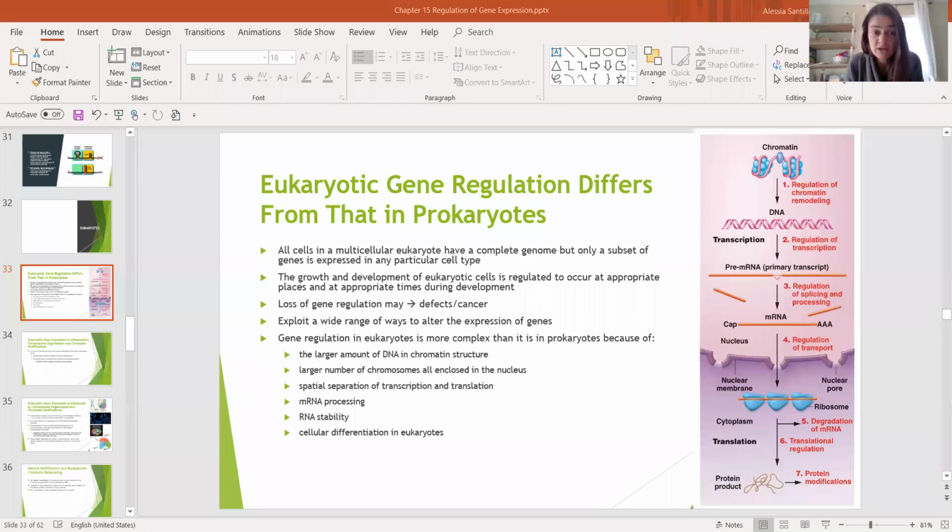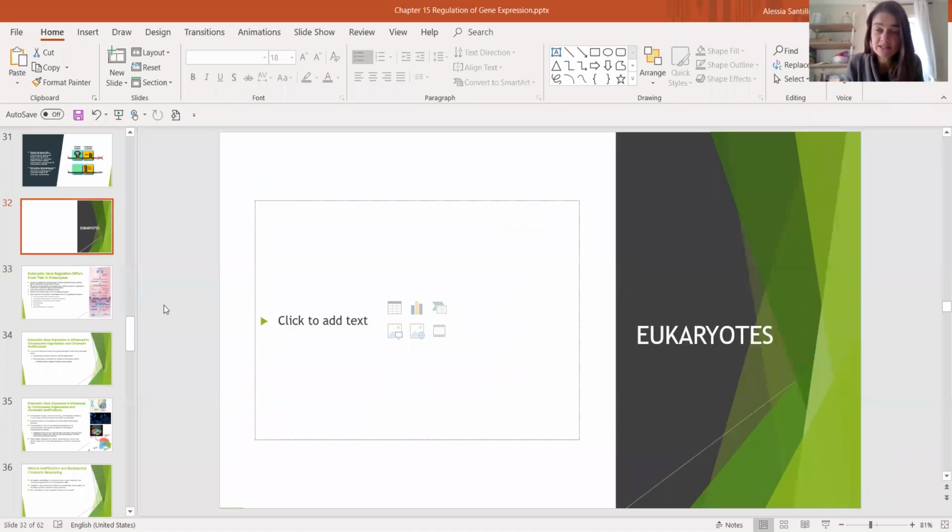All right, so continuing with chapter 15, now we're going to look at the eukaryotic side of things. Okay, so eukaryotes. There are going to be a lot of differences between eukaryotic and prokaryotic gene regulation. In fact, remember, the genes in eukaryotes look kind of different from the genes in prokaryotes. We do not have operons in eukaryotes. We don't have operators. Our genes are not clustered.